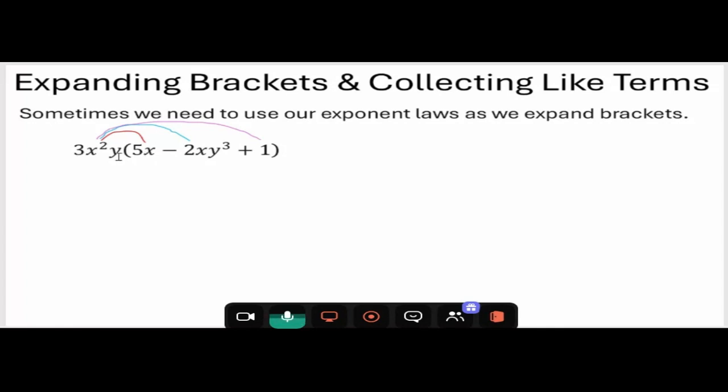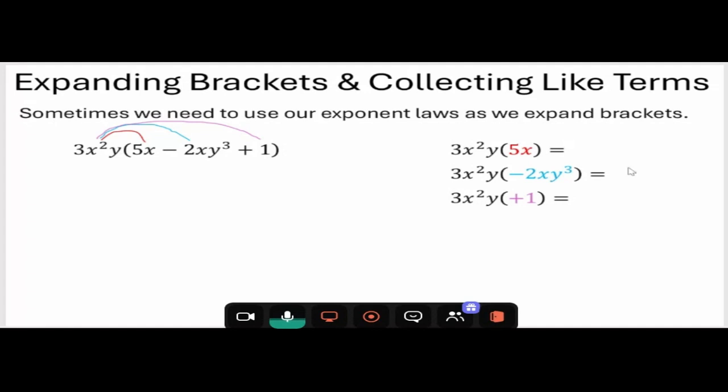So 3 times 5 is, I've done it over here on the side. Look at that. There's the 3 multiplications we're going to do, right? We're going to multiply 3x squared y by each of these 3 things. So when we multiply by 5x, 3 times 5 is 15. X squared times x is x cubed. And then there's also a y hanging out there that came along for the ride, so it's still there.